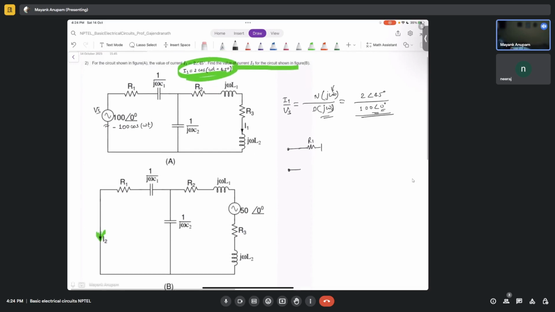Okay, so this is R1. I will not replace it by 1 over j omega C1, let's call it only C1 here. Then there is another capacitor C2, which is like this. Then there is R2 here. Then there is L1 here. Then there is L2 here. And there is R3 here.